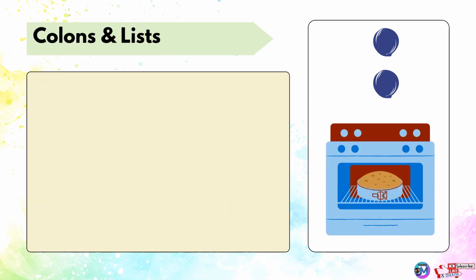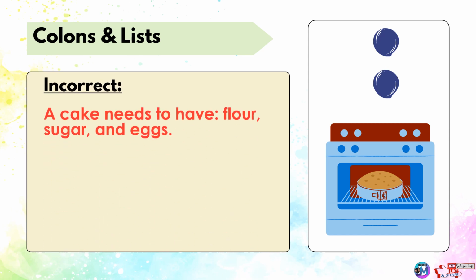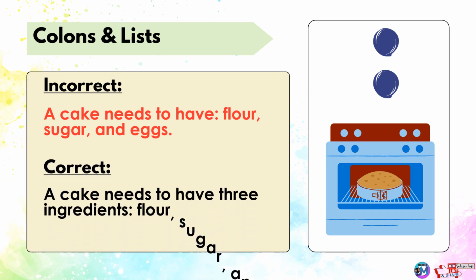What are the correct and incorrect usage of colons and lists? Example of incorrect usage of colons and lists. A cake needs to have flour, sugar, and eggs. Now, let's look at the correct example of using colons and lists. A cake needs to have 3 ingredients: flour, sugar, and eggs. Let's look at the difference of the correct and incorrect usage of colons and lists. What can you say? That's correct. To introduce items in a list that already include commas, you can use colons.